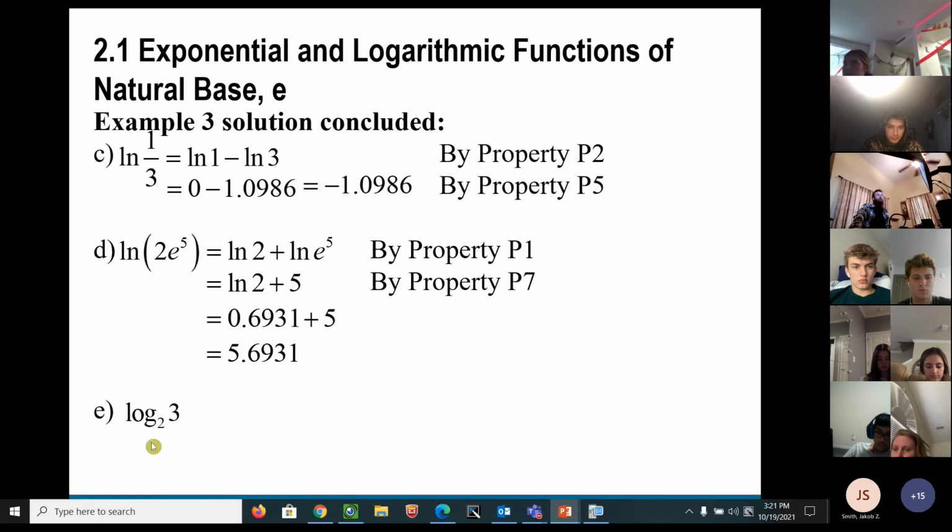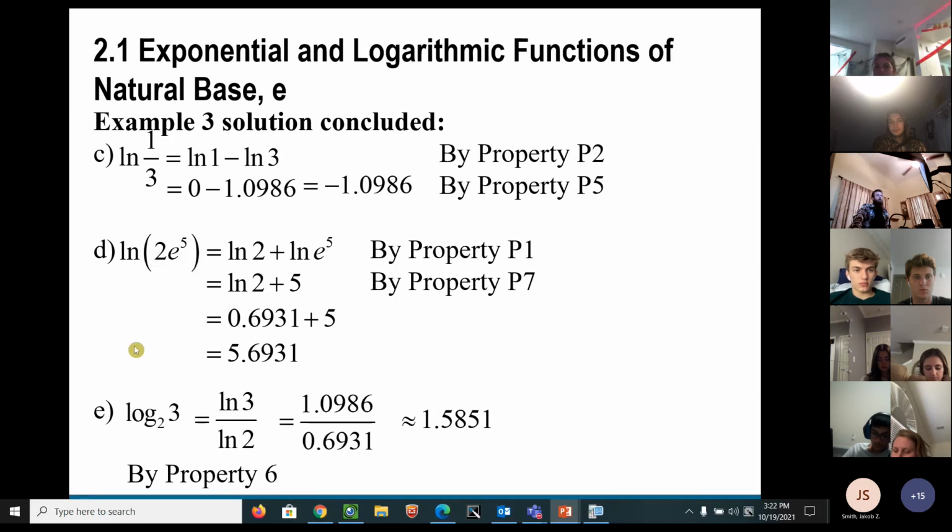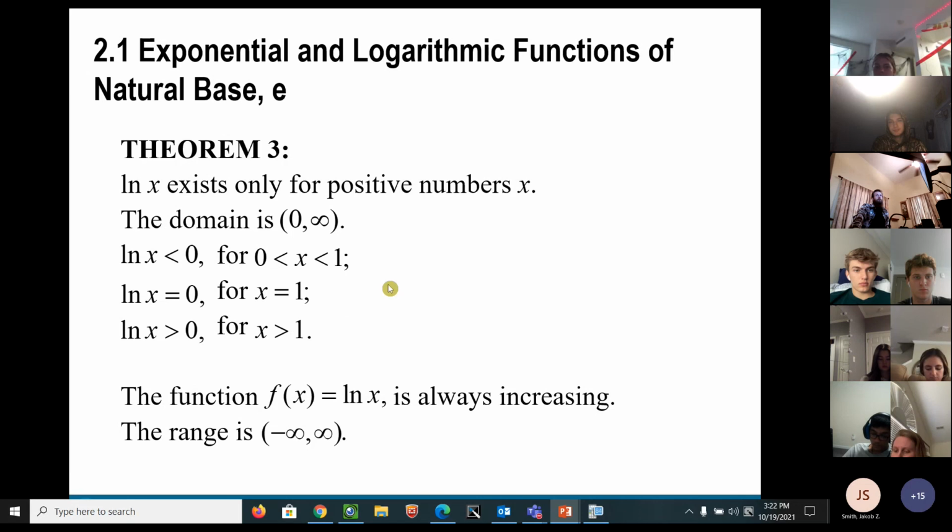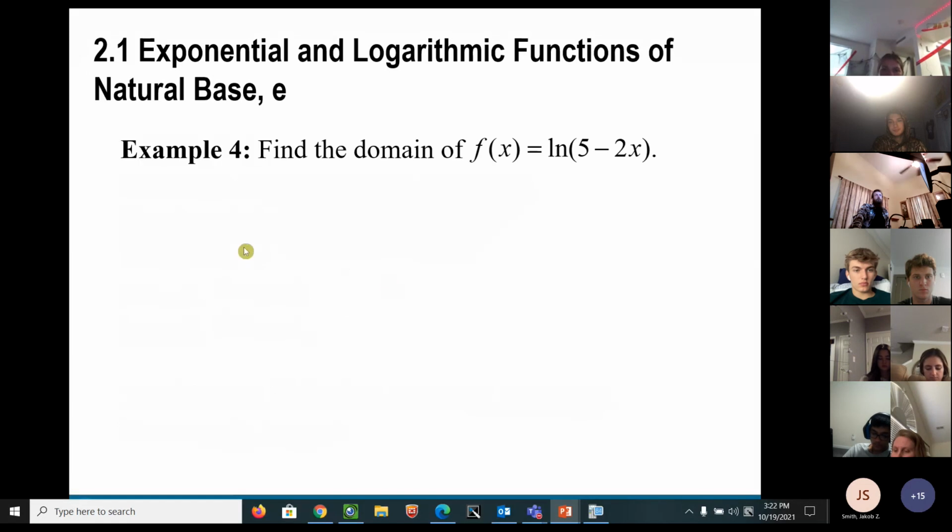This right here is a base property. Log of 3 over the log of 2. Change base property. Okay, what else we got?